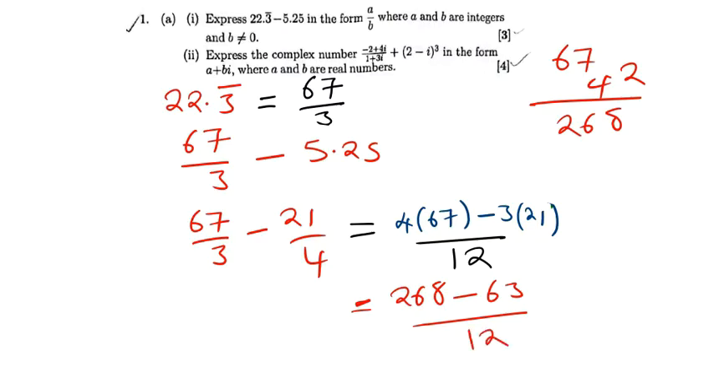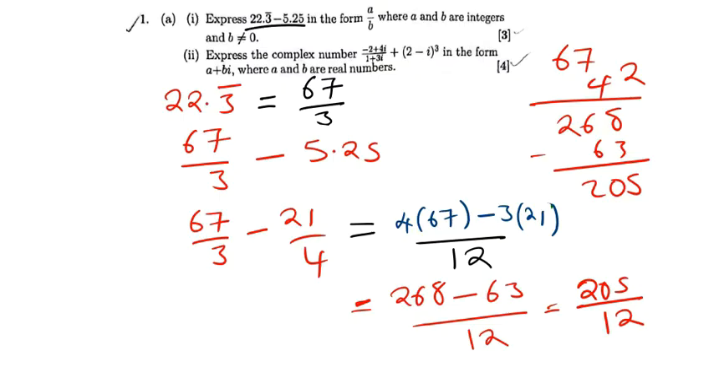So 63 minus 268. That's going to be 8 minus 3 is 5, 0, 205. So I have 205 over 12. So we've actually now expressed the difference of that in the form of A over B, which is a fraction, right? So we've handled the first part with confidence.